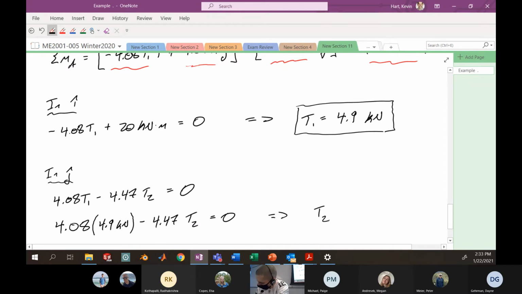Work through. This is just algebra at this point. T2 is 4.47 kilonewtons. Okay, and that's it. That's all we're asked to solve for in this problem.